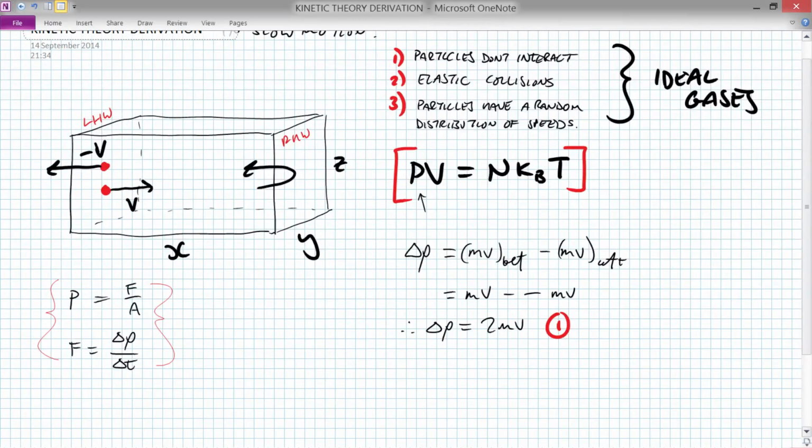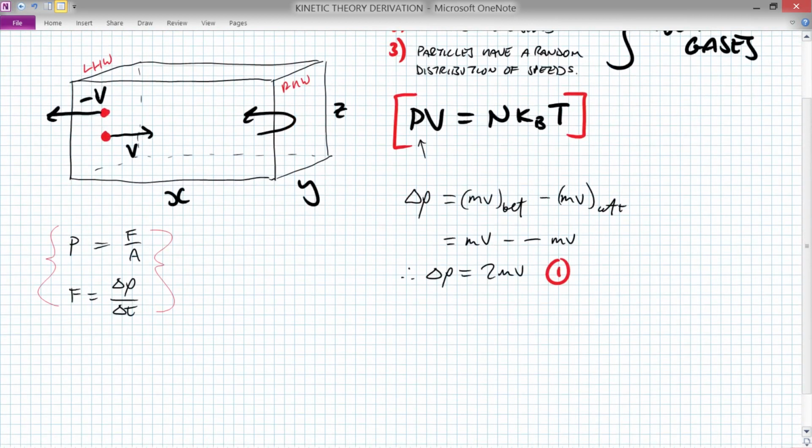Okay, cool. So we've got our change in momentum. So to calculate force, we need to know the change in time. Well, we can figure that out as well. Our time is just going to be the distance it's travelled divided by the velocity that it's travelled at. So that's going to be d over v.